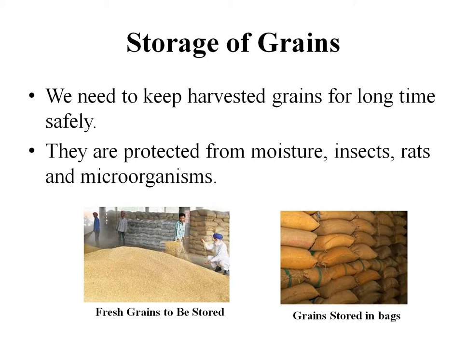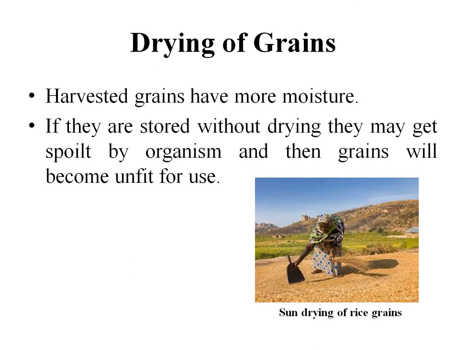We need to store harvested grains for long time in such a way that the grains are not destroyed. They are stored very carefully and we also make sure that the grains are safe from moisture, insects, rats and microorganisms. Let us now understand why grains are dried before storing them for future use.